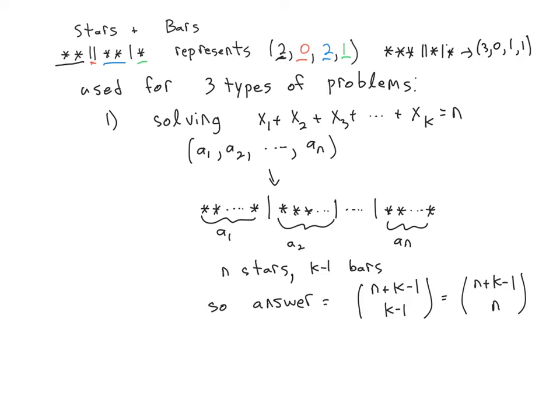And so stars and bars pop up for 3 different types of problems. The first type of problem is exactly the one we've been talking about. You're talking about the number of integer solutions to one linear equation, x1 through xk equals some constant integer n. And one way to solve this counting problem is to replace the first coordinate with a1 stars, the second coordinate with a2 stars, with a bar between them, then another bar and a3 stars, and so on up to ak.